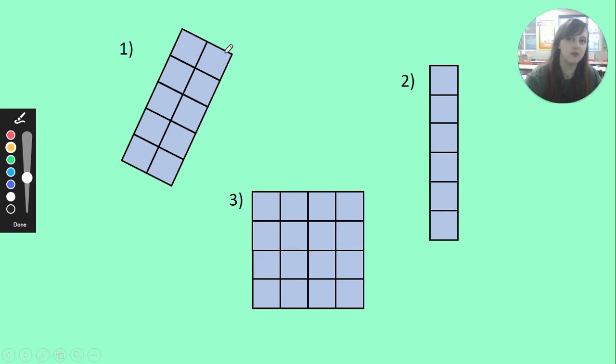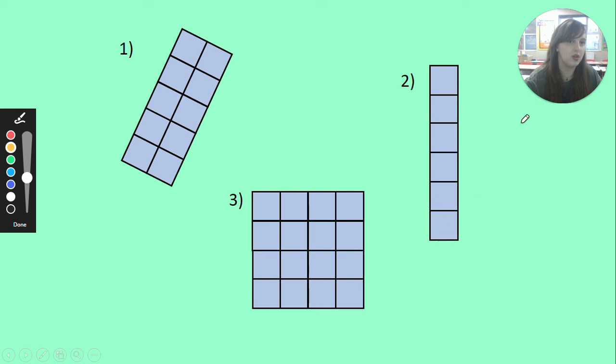For number 2, we've only got 1 row, so we know we're going to be timesing by 1. We've got 1 lot of something. And if we count the squares going down, 1, 2, 3, 4, 5, 6, we know 1 lot of 6 is 6. Easy peasy, the area of this shape is 6 squares.